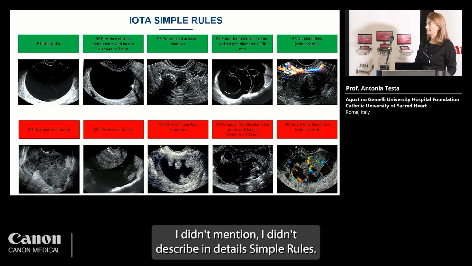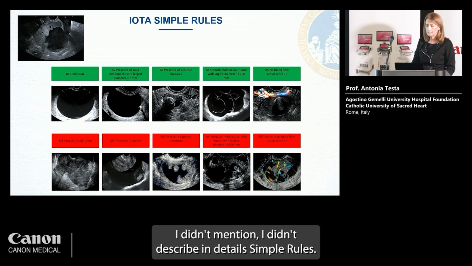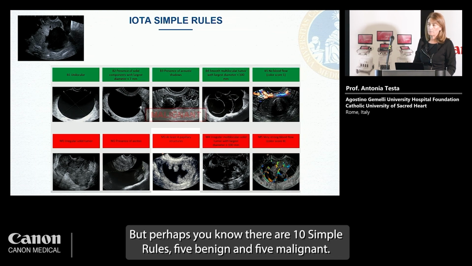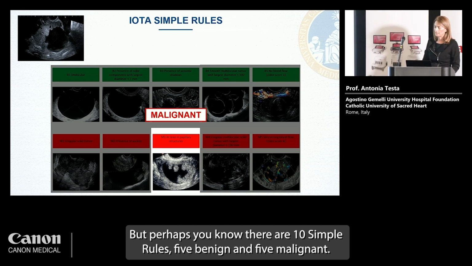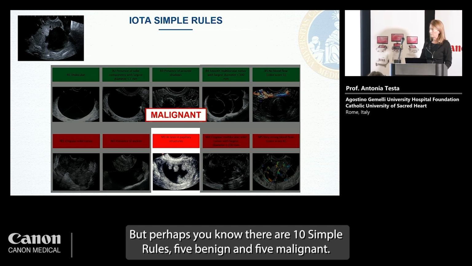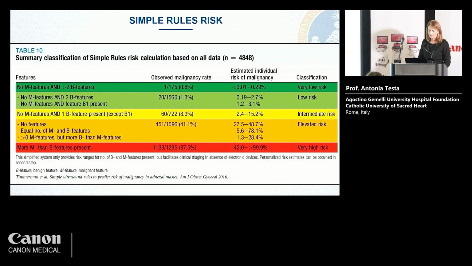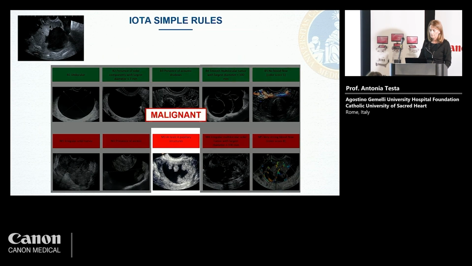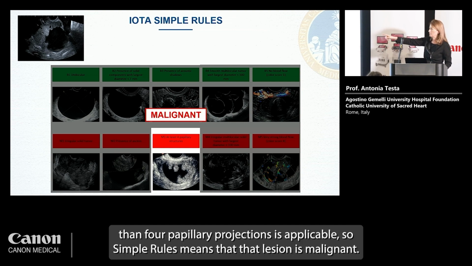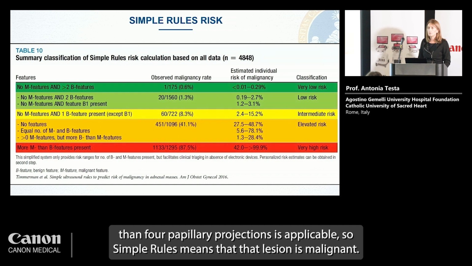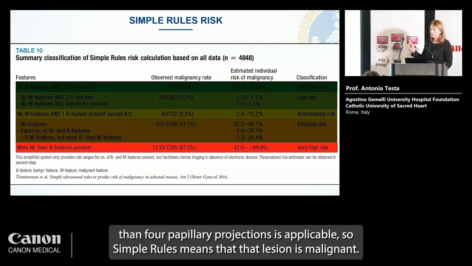CA125 was negative. Step 1, can we apply easy descriptors? No. We can try with the simple rules. I didn't describe simple rules in detail, but perhaps you know them. There are 10 simple rules, 5 benign and 5 malignant. In front of that lesion, you can scroll one by one, and you see that only this one, more than 4 papillary projections, is applicable. So simple rules means that that lesion is malignant.